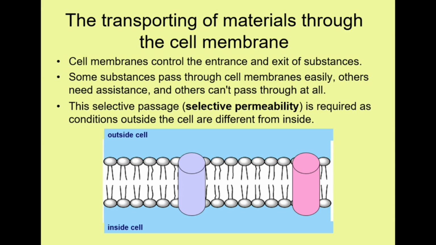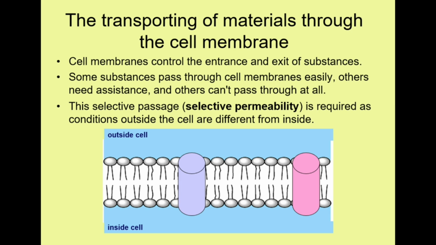Now that we've had a look at the main structural components of the plasma membrane, we can start looking at how it all comes together to control what gets in and out of the cell. So we've talked about the fact that cell membranes control the entrance and exit of substances. And what we find is that some substances can pass through the plasma membrane easily. And we'll talk about some examples on the next slide. But other molecules will need assistance. And some things can't pass through at all.